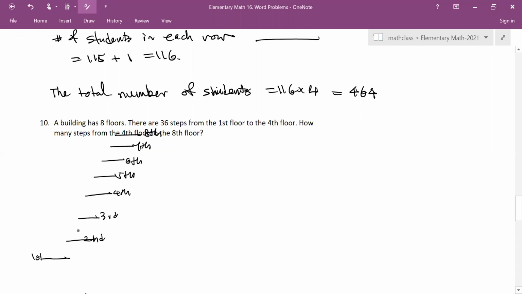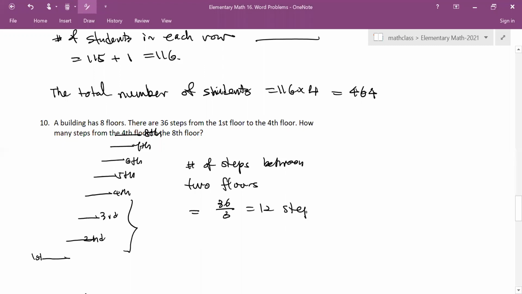Okay. So the number of steps between 2 floors, you have to figure out that first. It is going to be from the 1st floor to the 4th floor. How many sections here? 1, 2, 3. So there's 3 sections. So that will be 12 steps. Once you figured out that, then you can solve the problem.